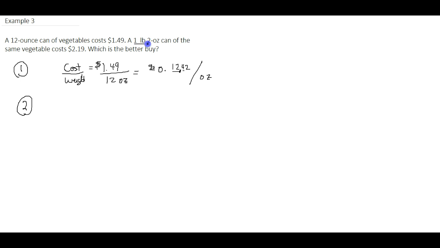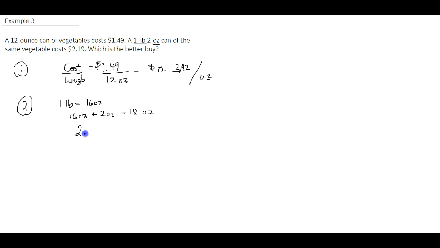Only this time we have 1 pound and 2 ounces. So that 1 pound is equal to 16 ounces. So I have 16 ounces, and then I need to take that 16 ounces and add the 2 ounces to it. So I have a total of 18 ounces. And that allows me to compare these, because now when I divide the total cost by the total number of ounces, it will give me the cost per ounce, which is exactly what we're looking for.